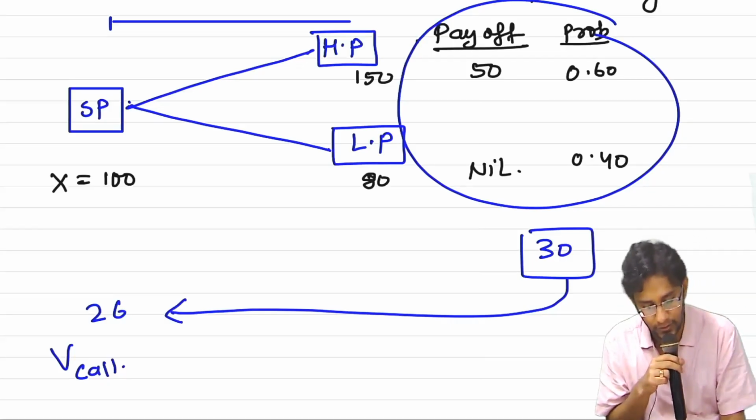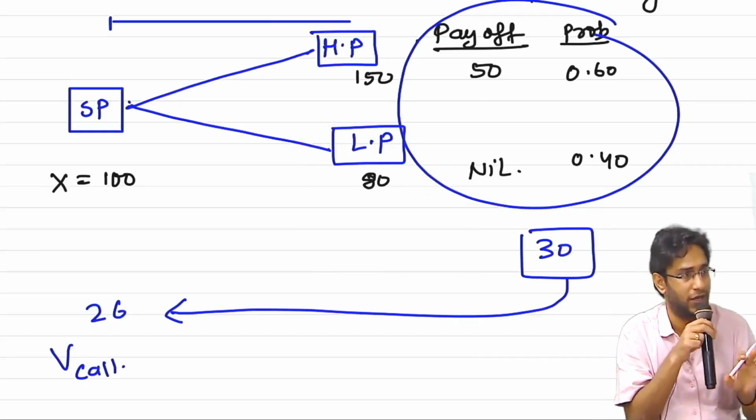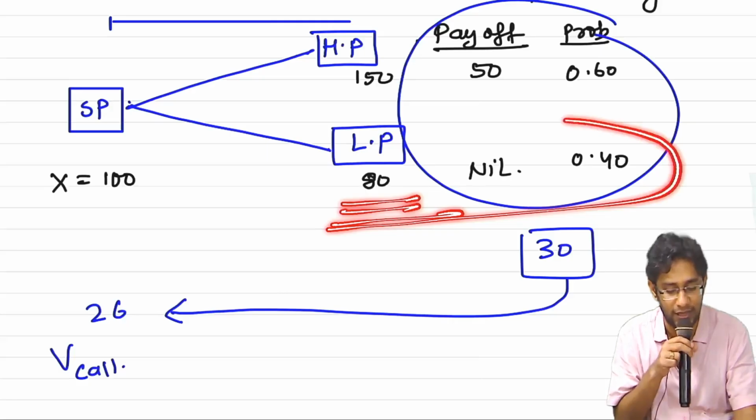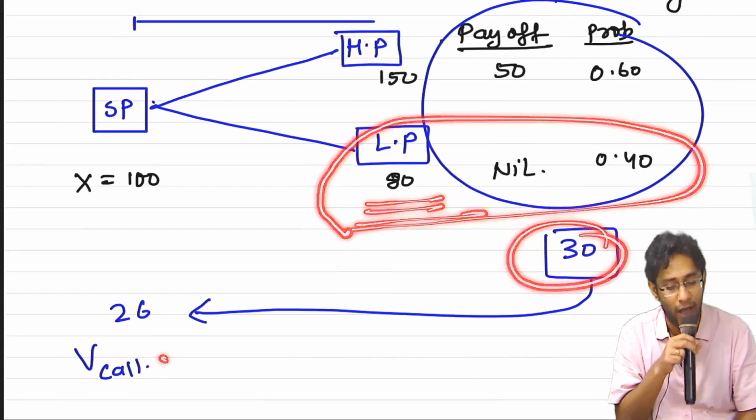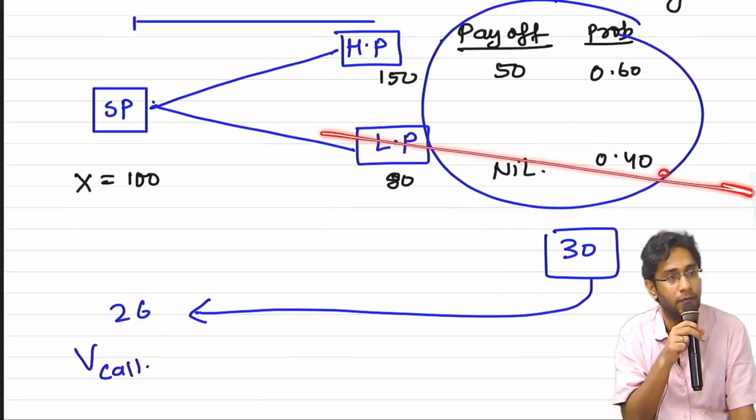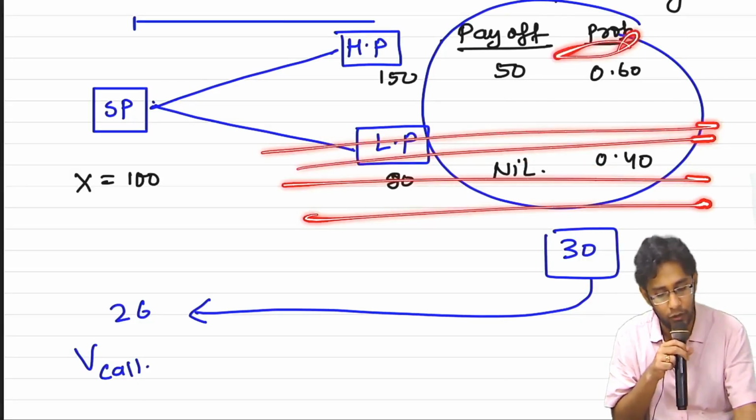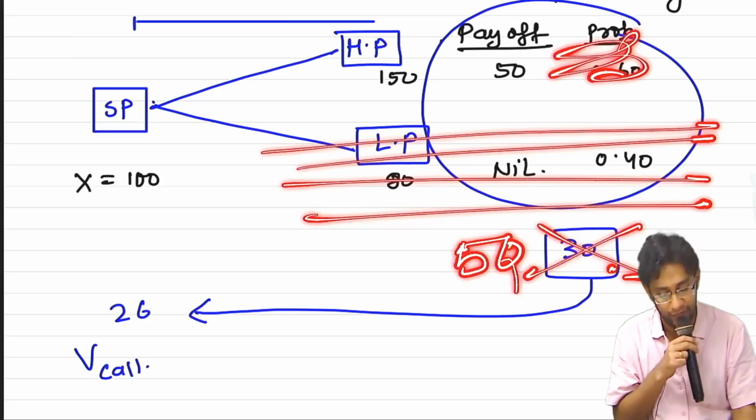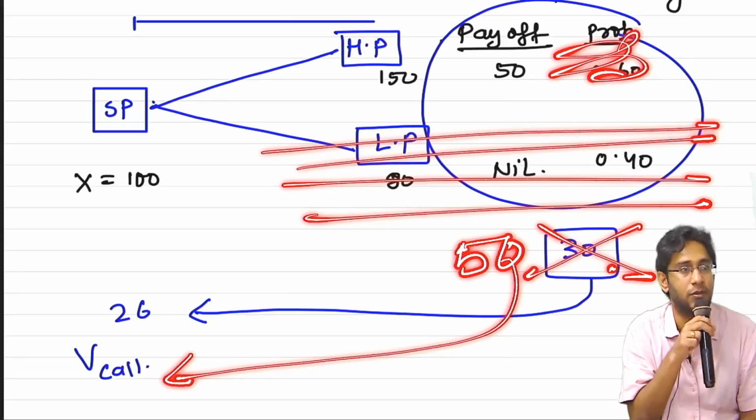Is there a possibility of option getting lapsed? That means because you considered this eventuality also, this became 30. Had you ignored the low price portion completely, your payoff would not have been 50 or 30, it would have been 50. And 50 when discounted, I won't get 26. I will get 48 or 47, something like that.